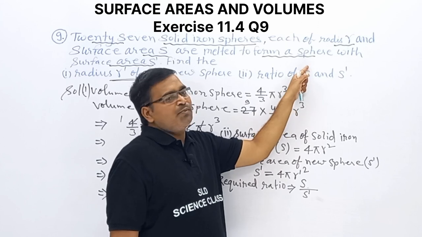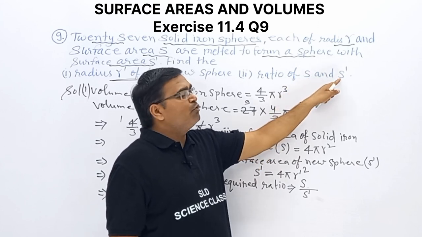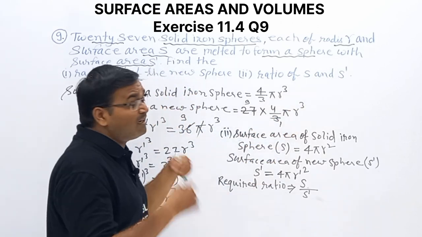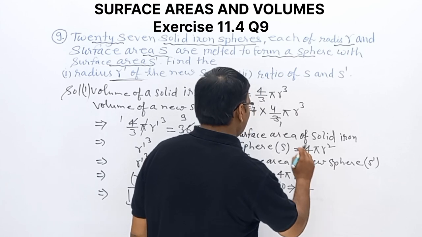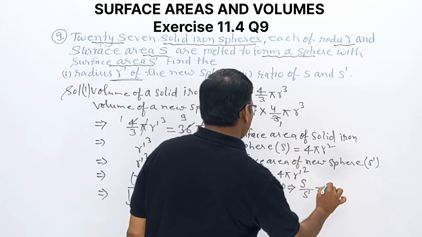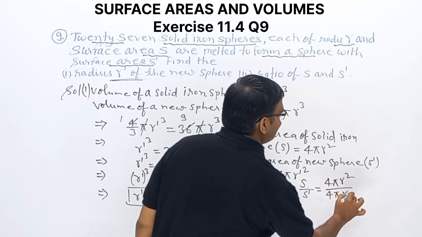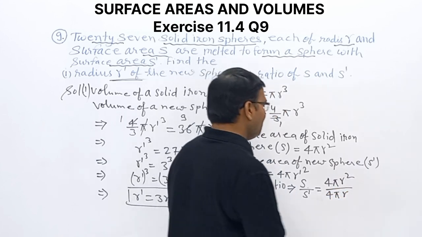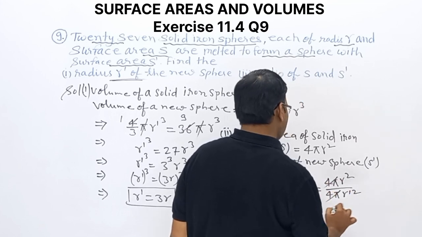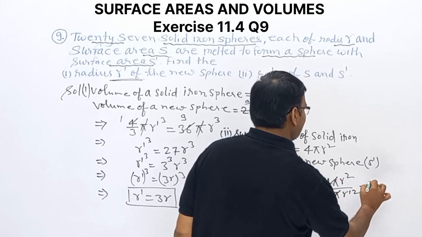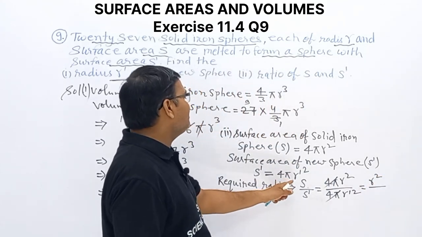So the solid iron sphere's surface area is S, and the new sphere's surface area is S dash. Melted, then we are getting the new one. So S upon S dash. S is this one, S dash is this one. Put these values: 4 pi r square divided by 4 pi r dash square. 4 pi and 4 pi cancel. What we are getting is r square divided by r dash square.